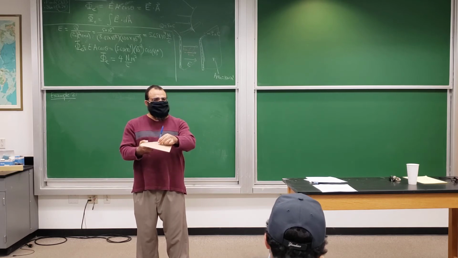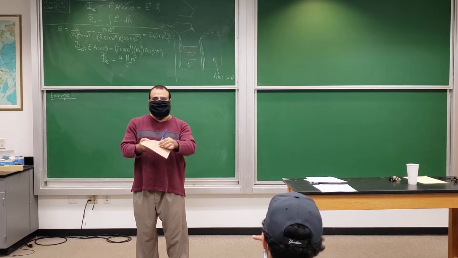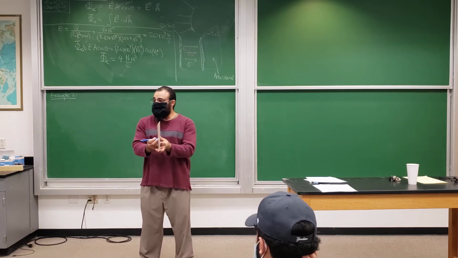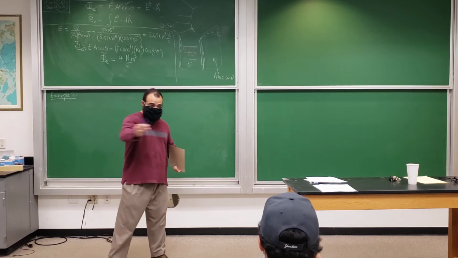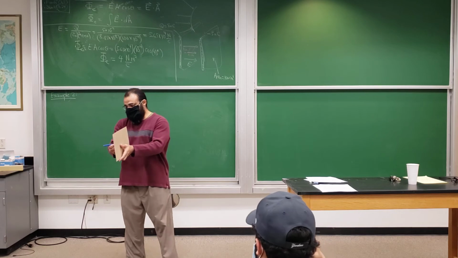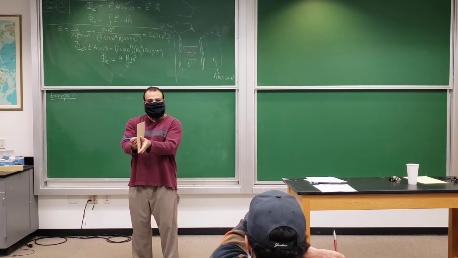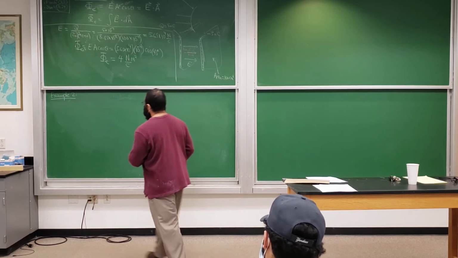How am I going to orient my surface in the first case? It's this one. So the electric field is going that way. Let's say the electric field is always coming this way for this problem, and my normal is this way. So what angle do they make with each other? 180. Okay.